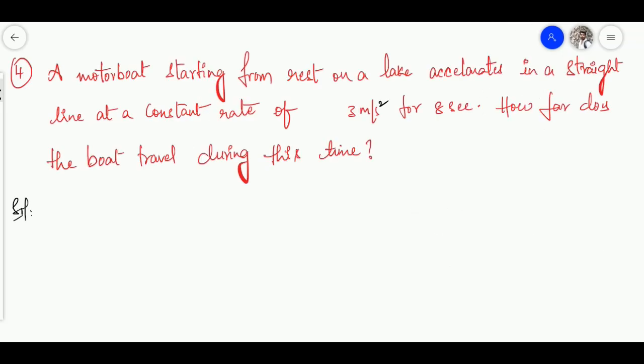Coming to the fourth question. Let's read again. A motor boat starting from rest. See the keyword, rest. That means the initial velocity is 0. On a lake, it accelerates in a straight line at a constant rate of 3 meters per second square. That's the value of acceleration, the small a. For 8 seconds, that's the t. How far? That means you have to find the distance traveled during this time.